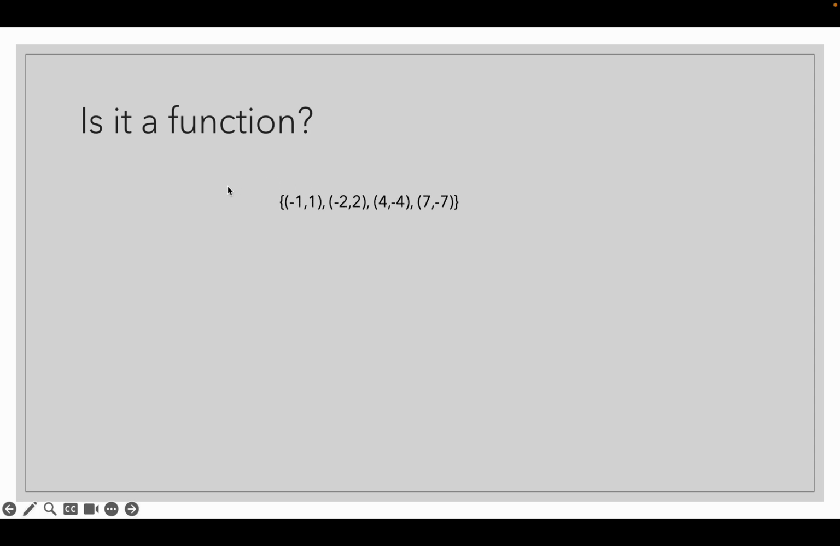How about this one? I have -1, 1, -2, 2, 4, -4, 7, -7. Do the domain values repeat? They do not. So that means that yes, this is a function.